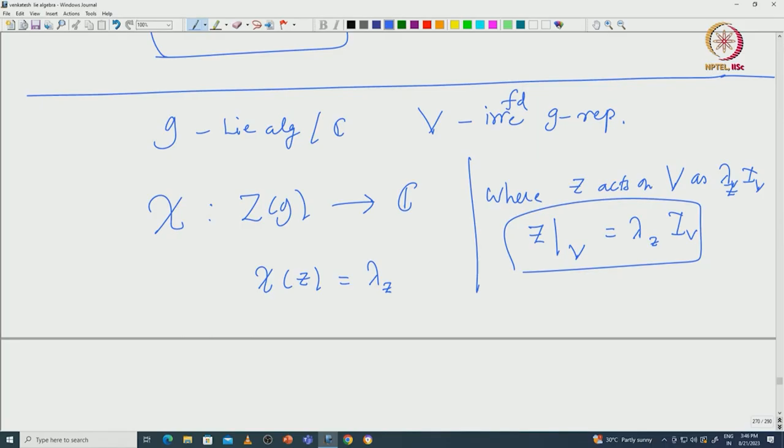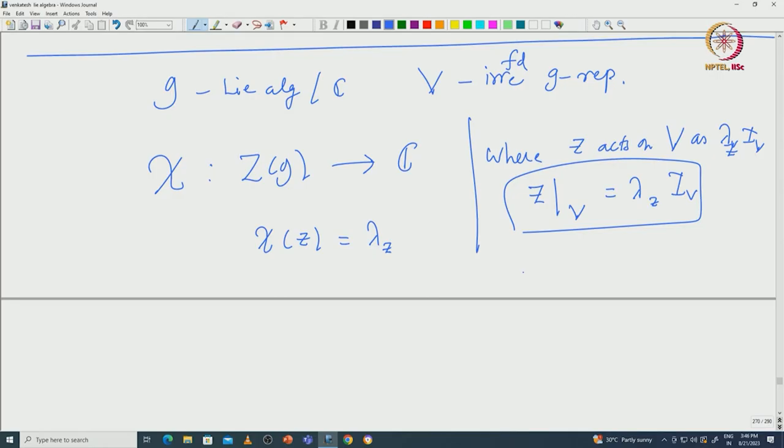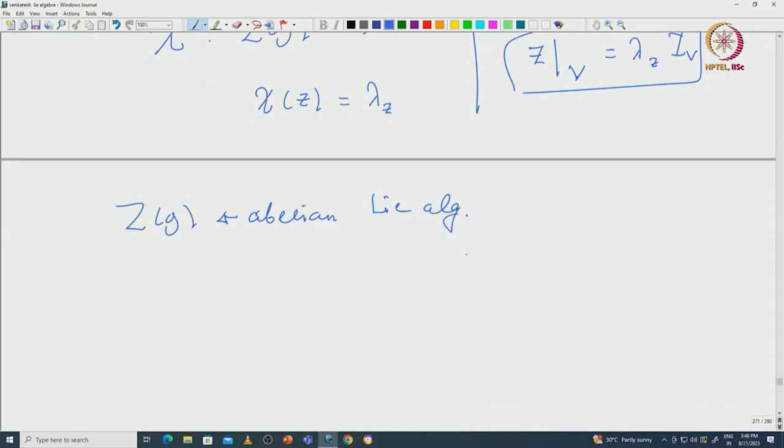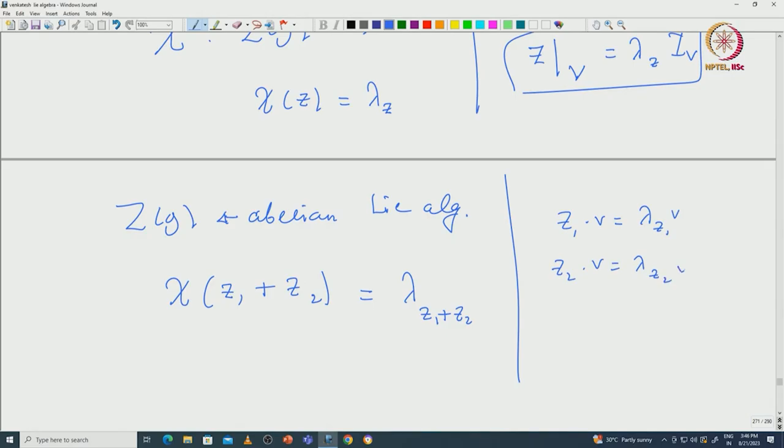So now it is not hard to see that this gives a linear map, okay. So that, I will leave it to you to check. So Z of g is an abelian Lie algebra, okay. So this map chi, one can easily check that it is a linear map. So let me check. If you take chi of Z1 plus Z2, this is given by lambda of Z1 plus Z2. If you think about it, Z1 v is given by lambda Z1 times v. Similarly, Z2 v is given by lambda Z2 v. So if you take Z1 plus Z2 acting on v, you get lambda Z1 plus lambda Z2 acting on v. This is true for any v in V. So that would imply that lambda of Z1 plus Z2 must be equal to lambda Z1 plus lambda Z2.